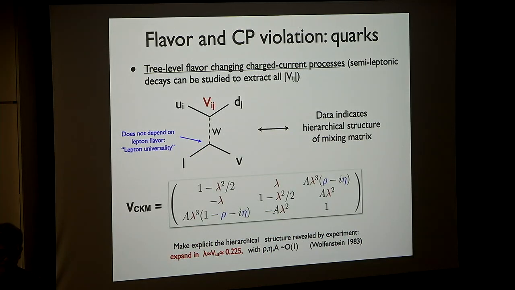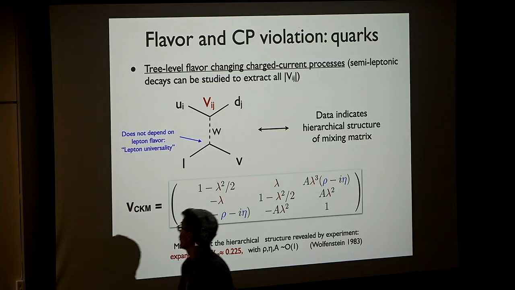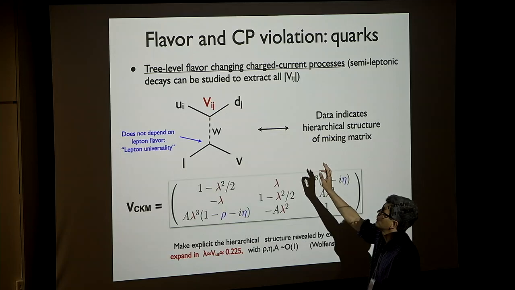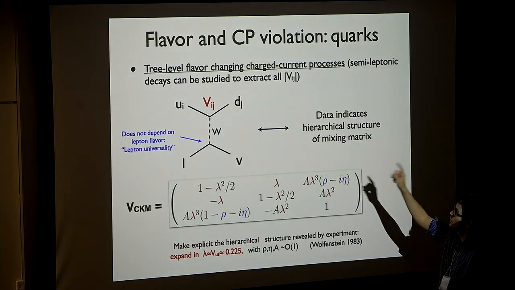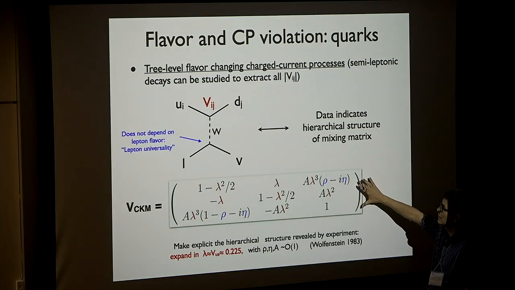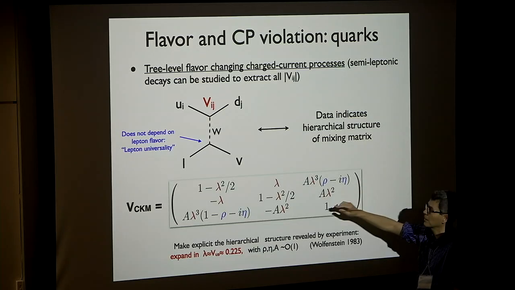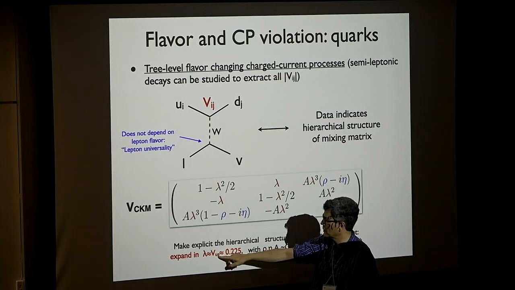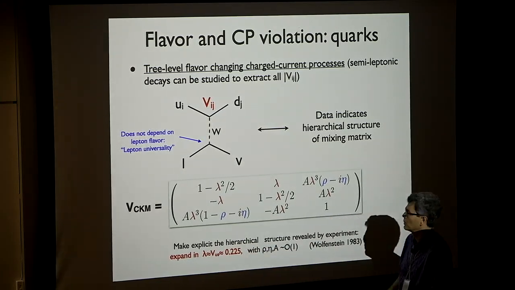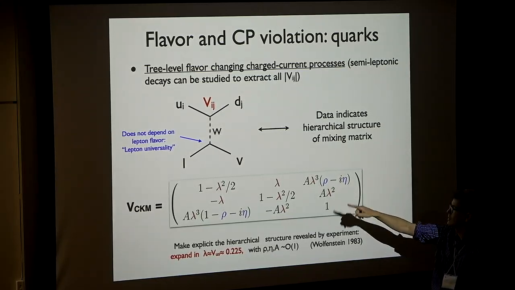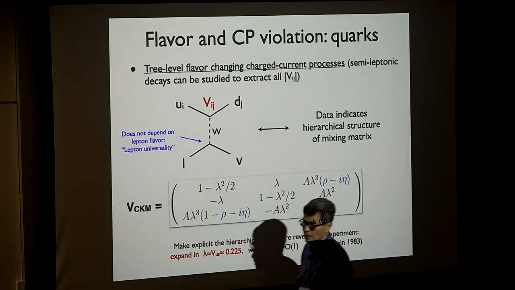Flavor and CP violation is also another astonishing story. As we discussed, there's no tree-level flavor change in neutral current. At tree level, there's only this charged current that can change the flavor. You can study this CKM matrix. The data points to the fact that this is very hierarchical: the identity and then corrections controlled by this small parameter lambda, the Cabibbo angle essentially, 0.225. And then you see lambda, lambda squared, lambda cubed, and then there are phases of order 1 and A of order 1.